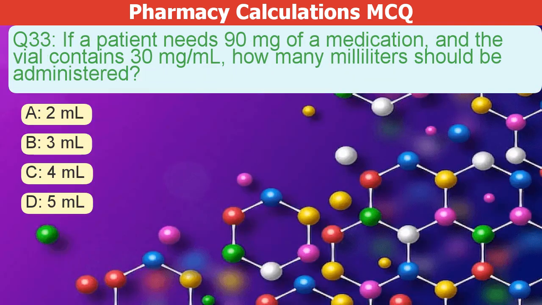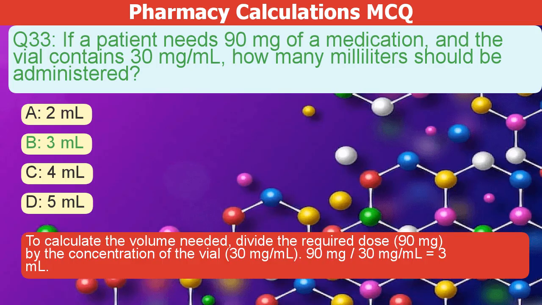A patient needs 90 milligrams of medication. The vial contains 30 milligrams per milliliter. How many milliliters should be administered? A. 2 milliliters. B. 3 milliliters. C. 4 milliliters. D. 5 milliliters. The correct answer is B.